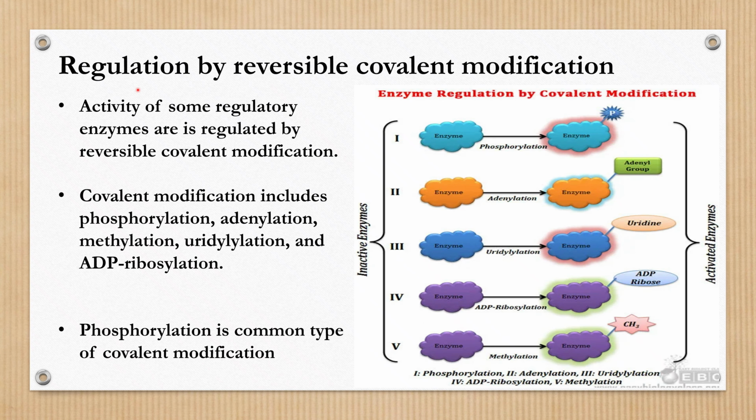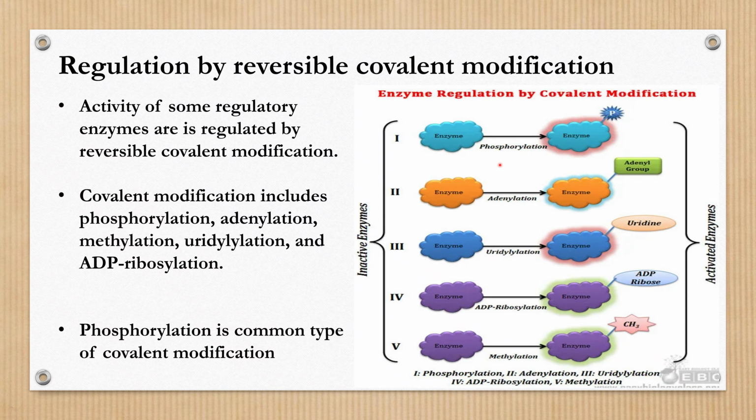Now let's learn about regulation by reversible covalent modification. Here, your enzyme is being activated by covalently attaching some groups to it. For example, phosphorylation, that is addition of a phosphoryl group, leads to activation of that enzyme. Then there is addition of an adenyl group, that is adenylation, addition of uridine, that is uridylation, addition of ADP ribose, that is ADP ribosylation, and addition of a methyl group, that is methylation.